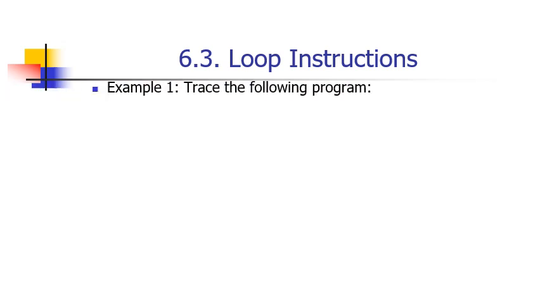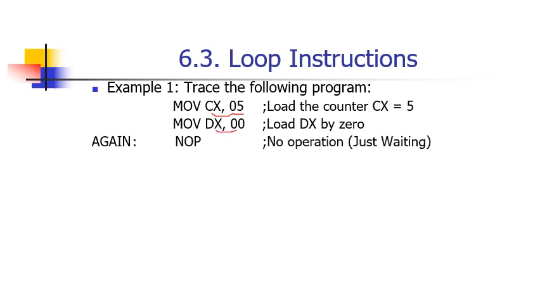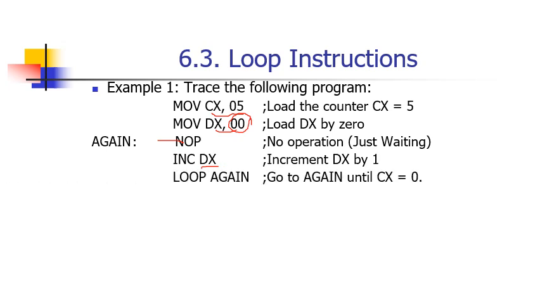Okay, let's take an example. Move 5 into Cx. It seems that we are going to do a maximum of 5 iterations. Place 0 in dx. Wait for a while. Increment dx. The initial value is 0, and we are going to increment dx by 1, of course. And we need to loop to this place. All right.